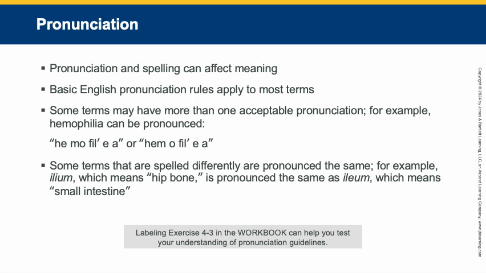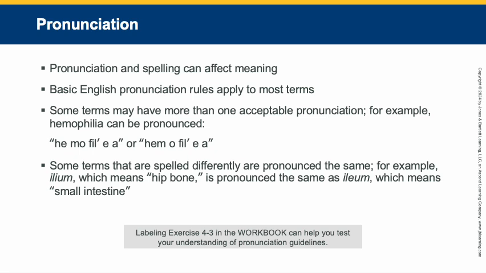Pronunciation and spelling, they can affect the meaning. So basic English pronunciation rules apply to most terms. Some terms may have more than one acceptable pronunciation. For example, hemophilia can be pronounced hemophilia or hemophilia.